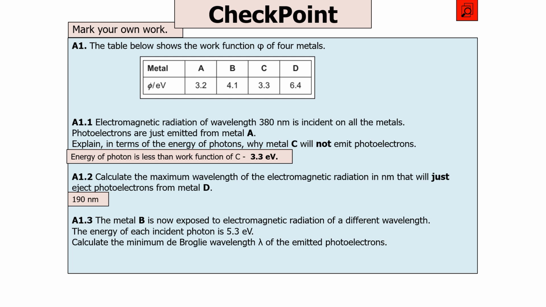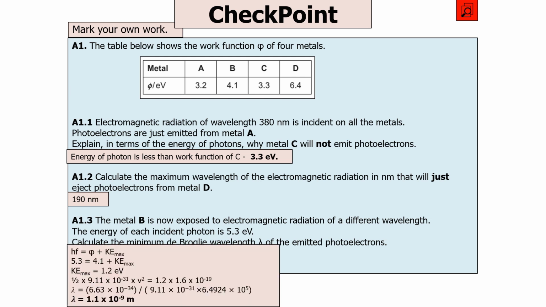Now, we know that the kinetic energy is going to be the total energy, which is 5.3, minus the work function, which from the table is 4.1. So overall it is 1.2 eV. We can therefore work out what the velocity is going to be by putting it into the kinetic energy equation. But remember, we convert the 1.2 eV into joules by multiplying by 1.6 times 10 to the minus 19. So we work it all through, and lambda is 1.1 times 10 to the minus 9 meters.